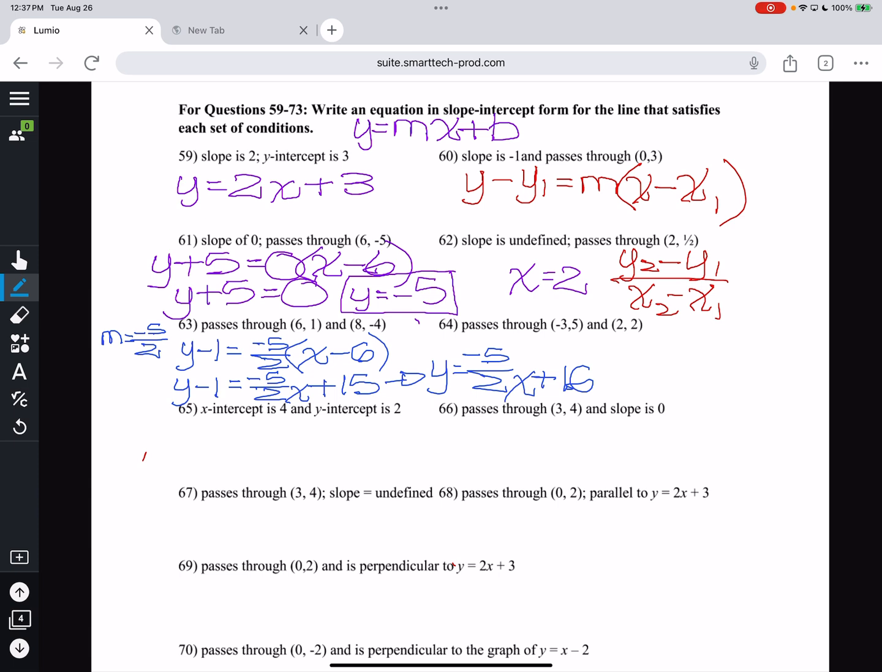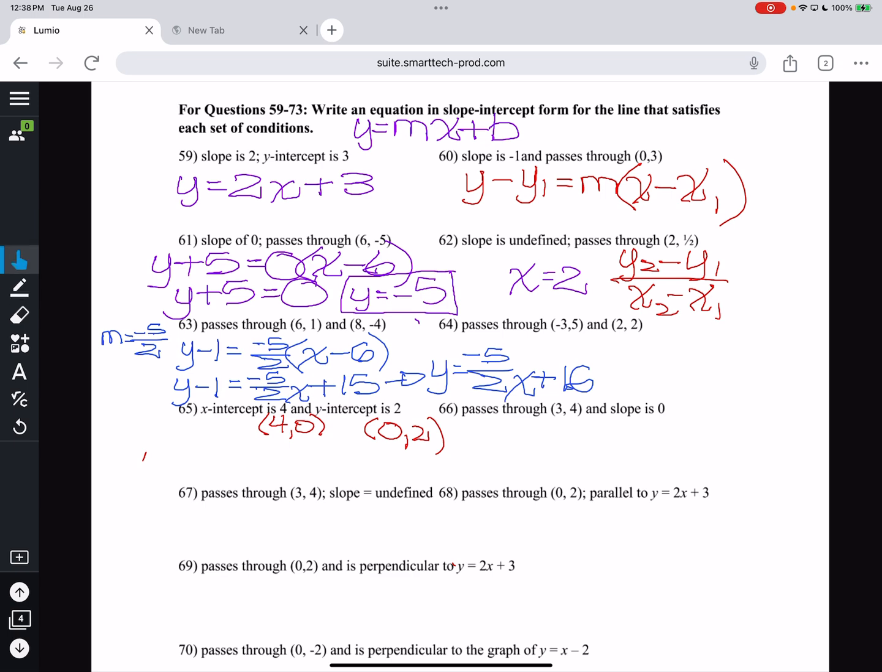What does it mean when we have an x-intercept? That's where it crosses on the x. Ah, it crosses the x-axis. Is there an ordered pair where it crosses the x-axis? Yeah. What? 4, 0. So your ordered pair here will be 4, 0. What will the y-intercept's ordered pair be? 0, 2. Good. Now we have ordered pairs.